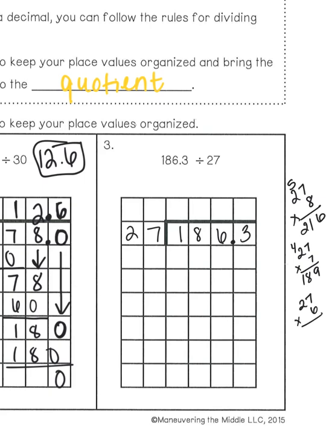Okay, so 7 times 6 is 42. 2 times 6 is 12, plus 4 would be 16. So 162, that is under 186, so that's what I'm going with. So I put my 6 up here. 6 times 27 is 162. Then I subtract. Then you'll have 24. 27 obviously can't go into 24, and we need to bring down our next place value. So I bring down that 3. Make sure you bring your decimal up into your quotient.